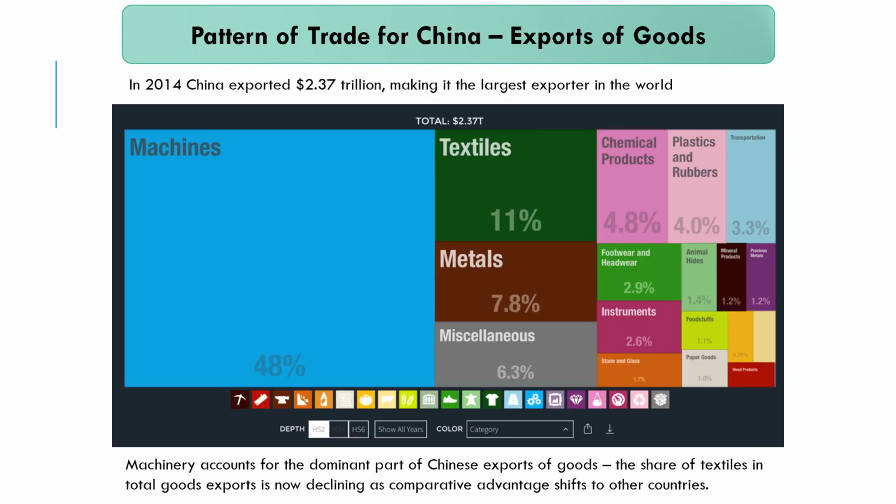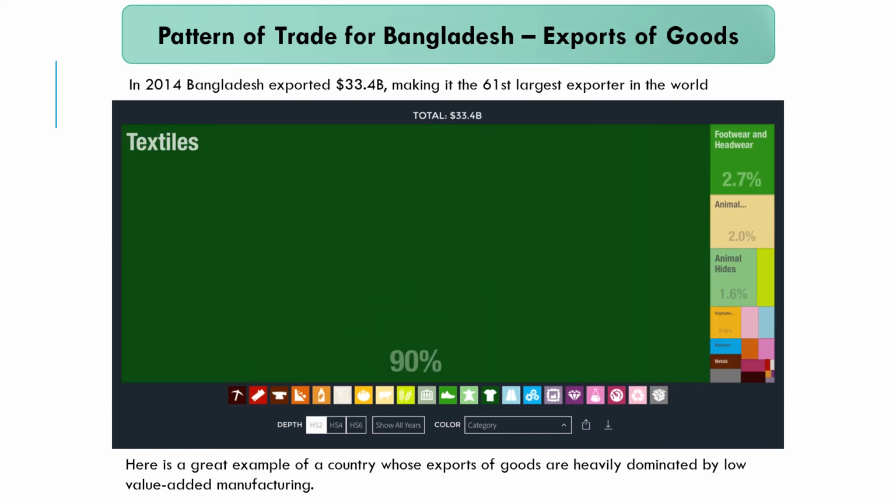If we look, for example, at somewhere like China, we can see that they have quite a strong performance in terms of machinery, textiles, and things like basic chemical products and clothing. If we look at somewhere like Bangladesh, then we have a very specialized economy here with a real comparative advantage in the production of textiles.